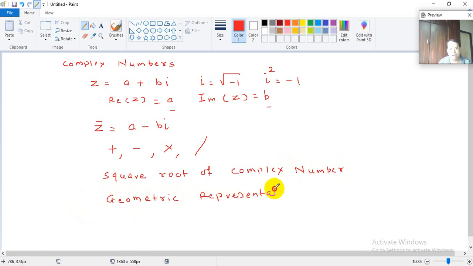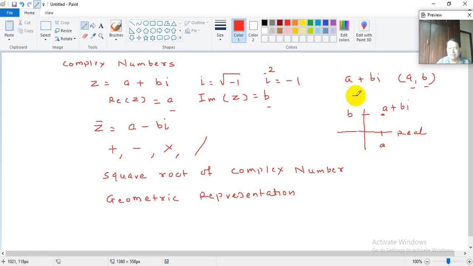Remember, geometric representation. What does it mean? Suppose your complex number is a plus bi, you will represent it as an ordered pair (a, b), where a is the x coordinate, b is the y coordinate. So this is how it will be done. This is a and this is b. Here will be that complex number a plus bi. This axis is the real axis and this is the imaginary axis. This is how you represent a complex number, and this geometric representation is called the Argand diagram.